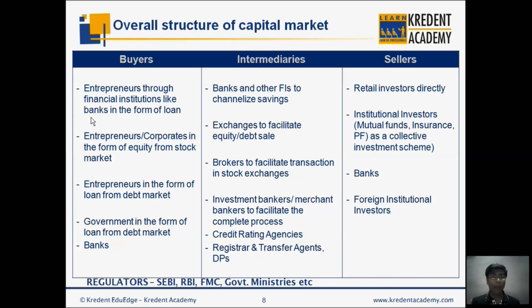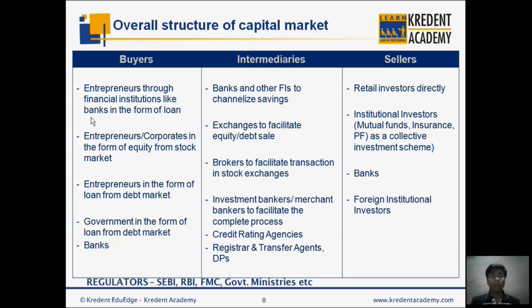Other forms of buyers in a capital market. Well, companies which sell shares in the market and raise capital are also buyers of the capital. In this case, the investors who buy the shares of those companies are the sellers of the capital, and the intermediary is the exchange or the investment bankers which facilitate this process of raising capital via issuing shares of a company. They are the intermediaries in this process.